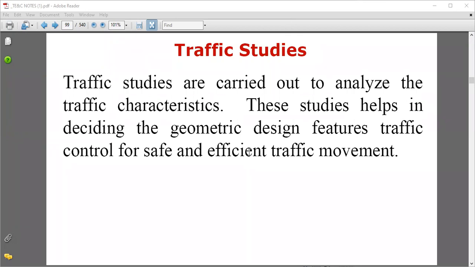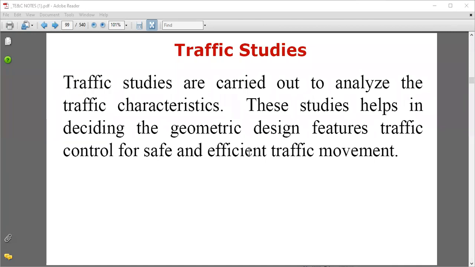Okay, so for what purposes do we do the traffic study? We have to collect the information about the vehicles which are going on the roads, and after that we have to divide the different types of vehicles. For that purpose we collect the traffic volume, and after that we can make the analysis and the interpretation on that data.